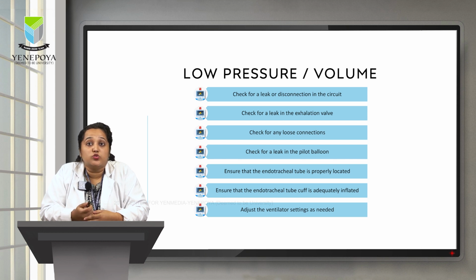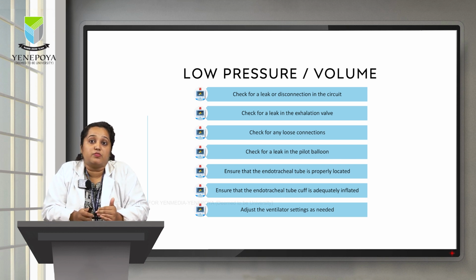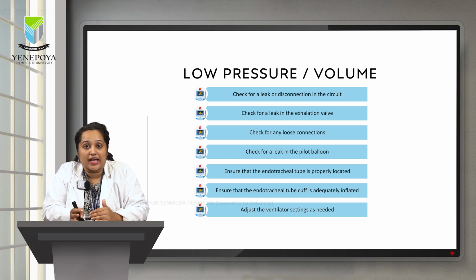Ensure that there is no leak in the pilot balloon. Take a cuff manometer and check whether the pilot balloon is inflated adequately. Check if the pilot balloon is faulty. If it is faulty, then the ET tube has to be changed. Ensure that the endotracheal tube is properly located. Again, if there is dislodgement of the ET tube, that can also lead to low volume or low pressure alarms. Ensure that the endotracheal tube cuff is adequately inflated and adjust the ventilator settings as needed.